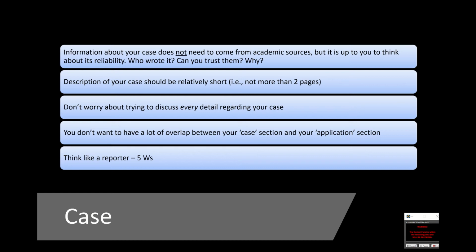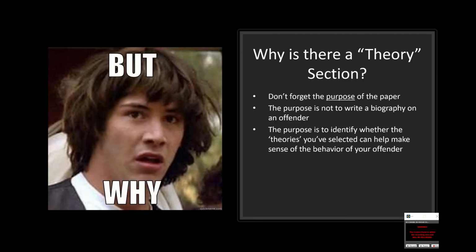So you can maybe think a little bit like a reporter, just get the 5 W's down: who, what, when, where, why, and move on. Don't forget the purpose of the paper. It's not to write a biography on an offender. I'm not interested to see how much you know about a particular case. I'm interested to see how well you can use critical thinking skills to evaluate whether principles from 2 theories can be helpful or not helpful in making sense of the behavior of the case that you've selected.